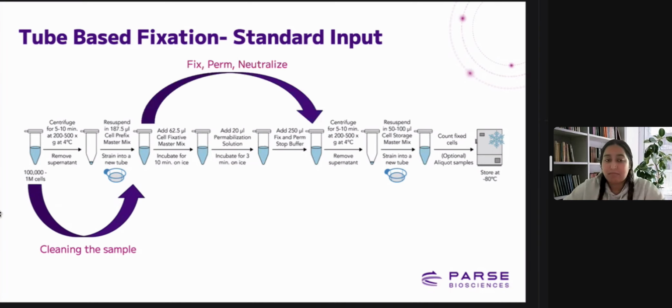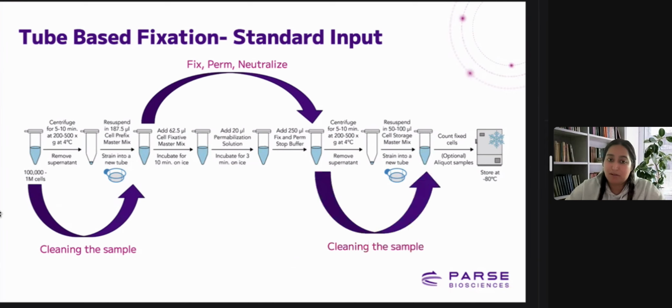We're then going to fix, permeabilize, and neutralize. So we're going to make sure we fix our cell membranes, then permeabilize them, and then stop that reaction before we once again clean the sample. And then we store them, and we're ready to thaw them out and run them with barcoding library prep once we're ready with all of the samples.